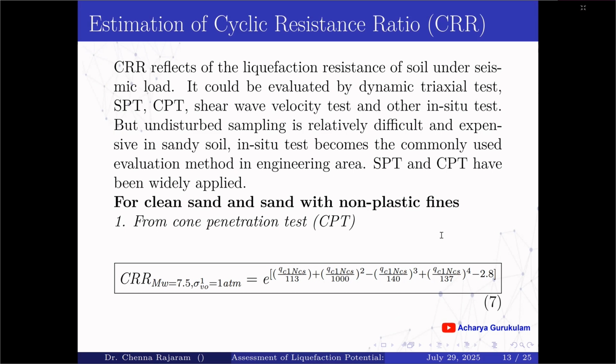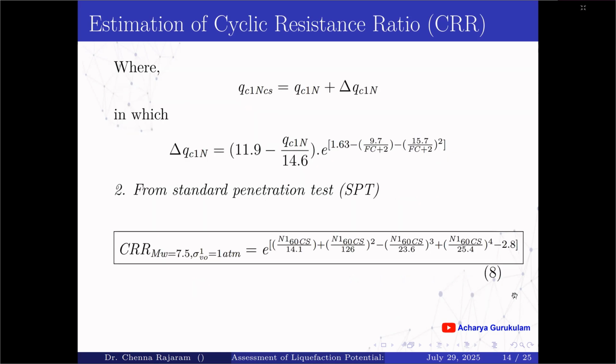From cone penetration test, the equation is given, a lengthy equation, where QC1NCS is equal to QC1N plus delta QC1N. The equations are given here. Delta QC1N is equal to (11.9 minus QC1N divided by 14.6) into exponential of the term. Here, for calculating delta QC1N, you need FC. What is FC? FC is the fines content, or percentage of fines.